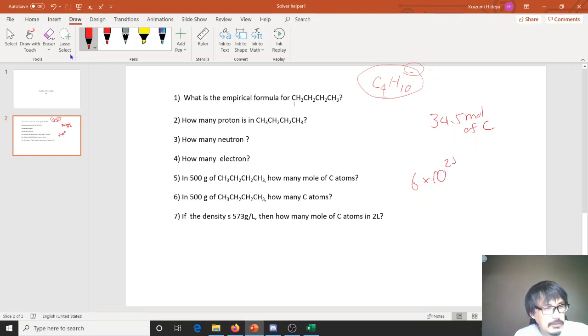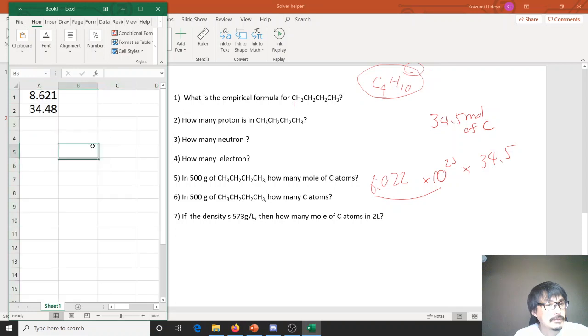Should I actually go with a little bit more numbers? Okay. 6.022 times 10 to the 23. That's the number per mole, right? And I have 34.5 of them. So I have to multiply all these numbers.